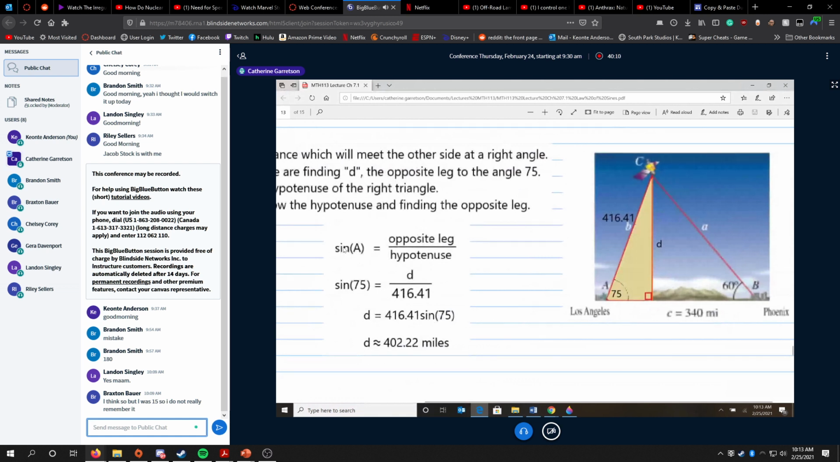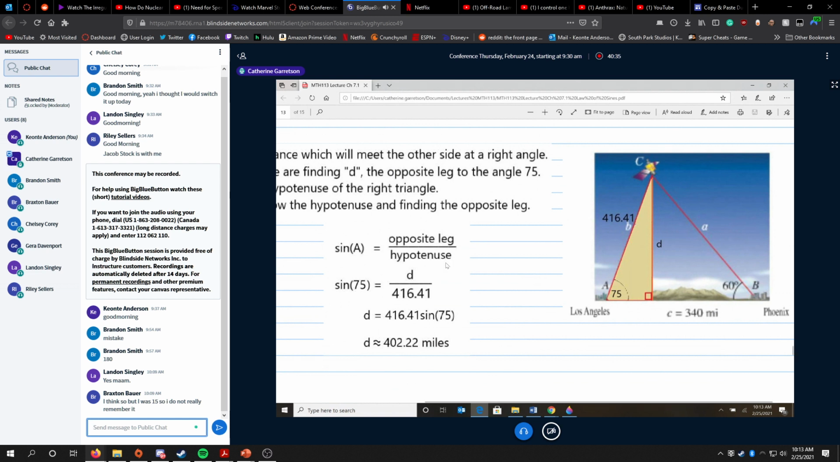But this is why it works, because if you put this, the sine, we're saying 75 over D is equal to the sine of 90, which is 1 over this. When you do the cross products, you get this. All right, but we just set this up using opposite over hypotenuse.